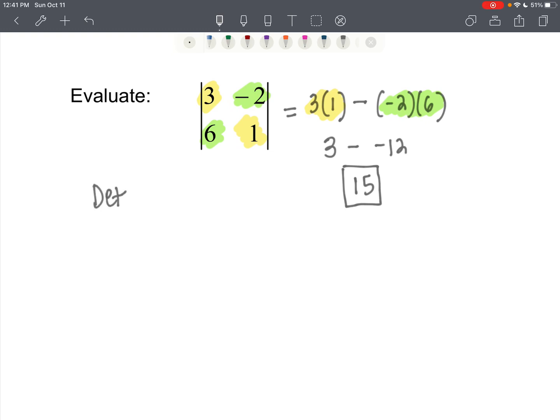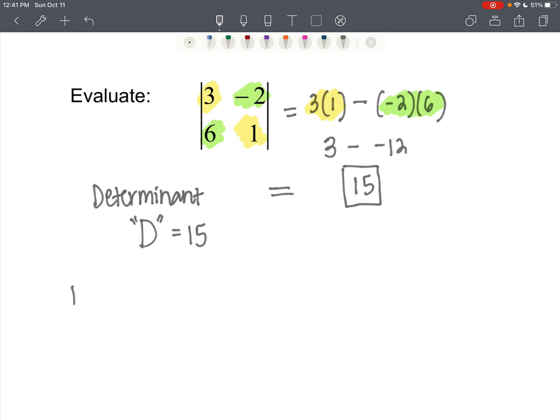So the determinant is equal to 15. Now I'm not going to write out the word determinant because you can see that it's a long word, and as I'm reading or writing and speaking at the same time, I leave out letters. So I'm just going to call it capital D for determinant. So D is equal to 15.